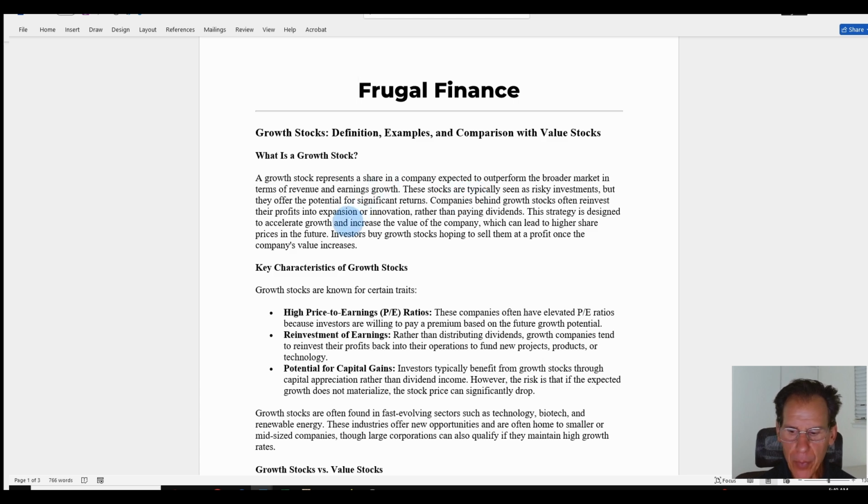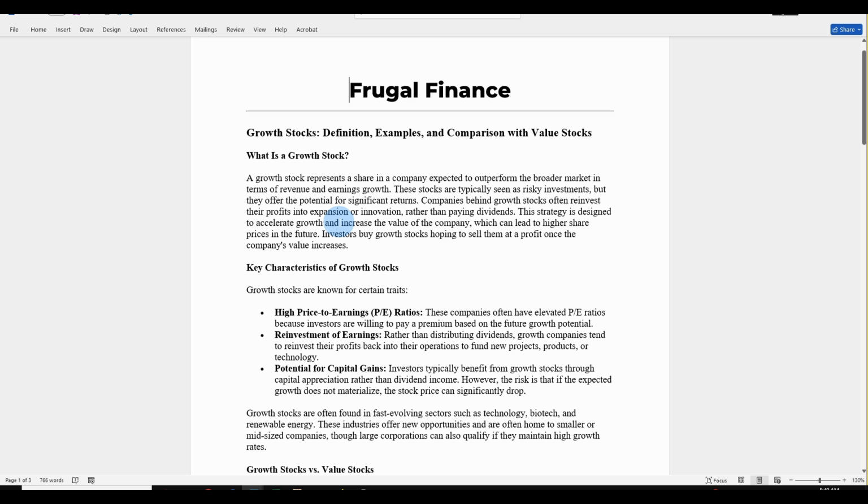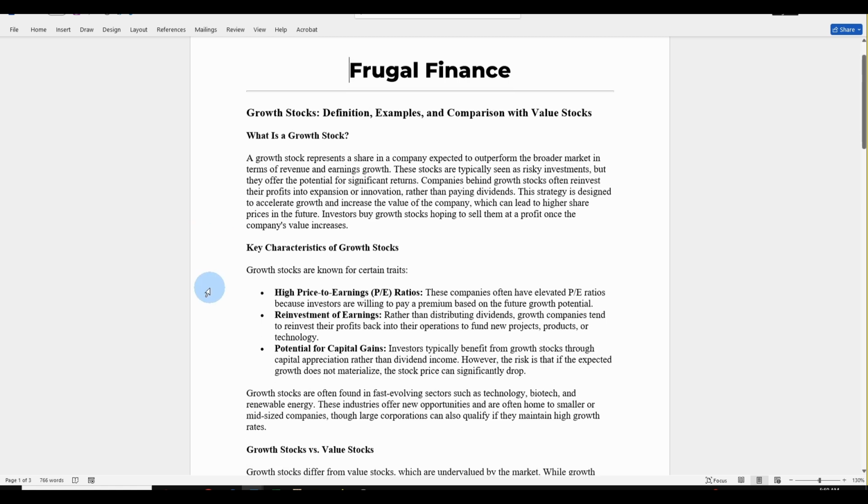What is a growth stock? A growth stock represents a share in a company expected to outperform the broader market in terms of revenues and earnings growth. These stocks are typically seen as risky investments, but they offer the potential for significant returns. Companies behind growth stocks often reinvest their profits into expansion or innovation rather than paying dividends. This strategy is designed to accelerate growth and increase the value of the company, which can lead to higher share prices in the future. Investors buy growth stocks hoping to sell them at a profit once the company's value increases.